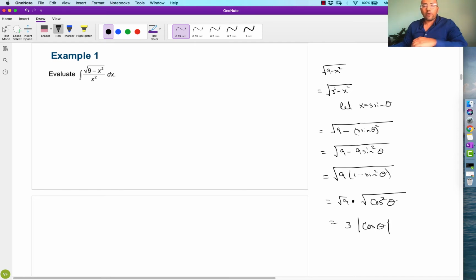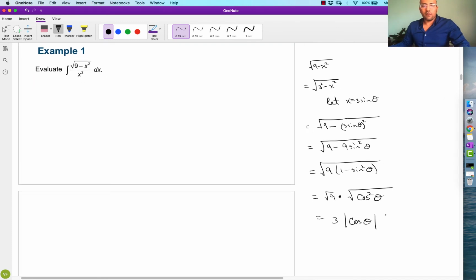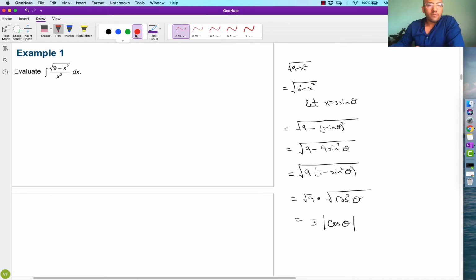Good. Okay, now let's add a little extra layer here. Back when we let this be our substitution, as we just said, we need to restrict this. We need to make sure that sine of theta is one-to-one, which means we're restricting theta to be between negative pi over 2 and positive pi over 2. So we put a restriction on the values of theta.